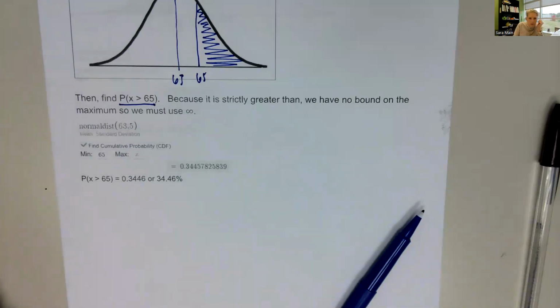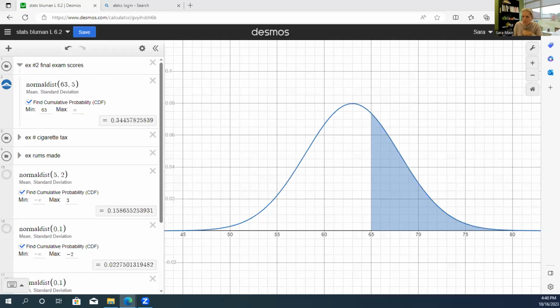So let's check it out here. And I typed it in here in the Desmos, and there it is, just like the picture that we just drew. So if you flip your page, it says find the probability that a randomly selected student scored less than 58 on the exam. So this time I'm going to copy that.